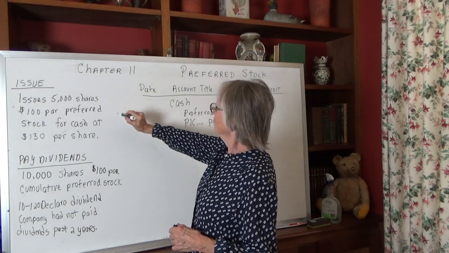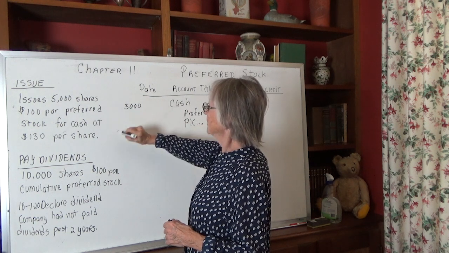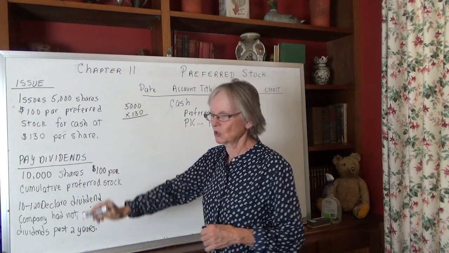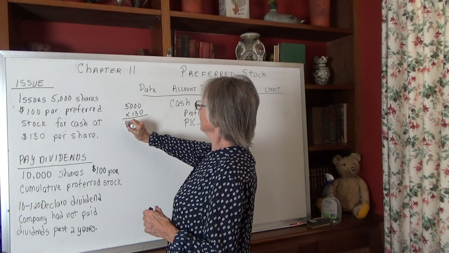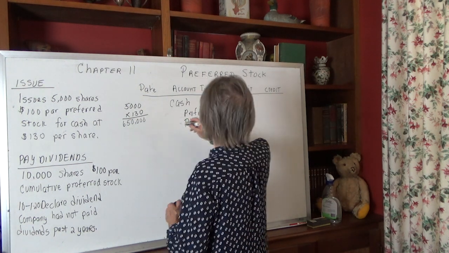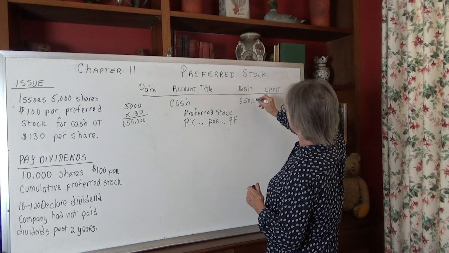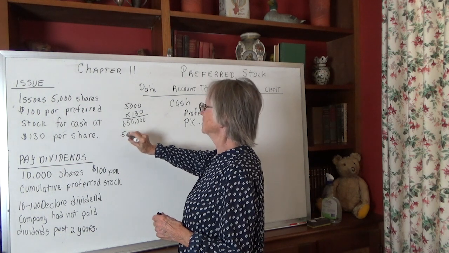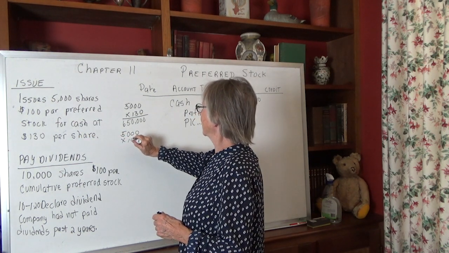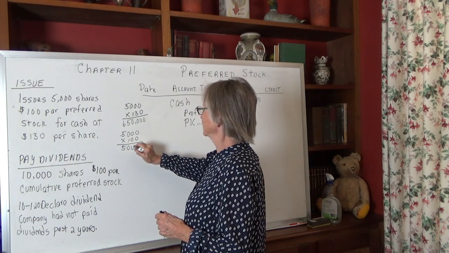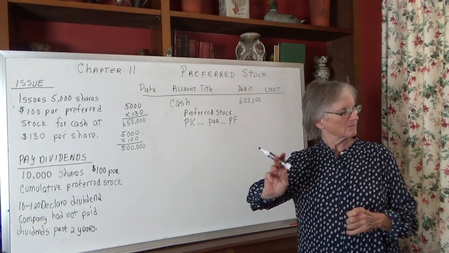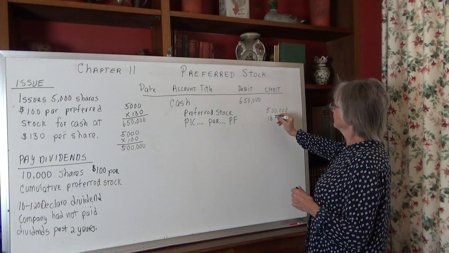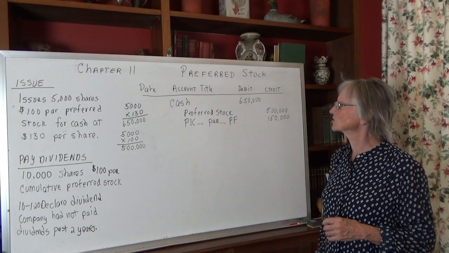So how much are we getting? Well, you've got 5,000 shares. We issued it at $130 a share. So that comes out to $650,000. So that's the amount of cash we got. How much do we attribute to the preferred stock? Well, it would be the 5,000 shares times the $100 par value. Okay, looks like that comes out to 500,000. And then the rest would be the paid in capital in excess of par value on your preferred stock.